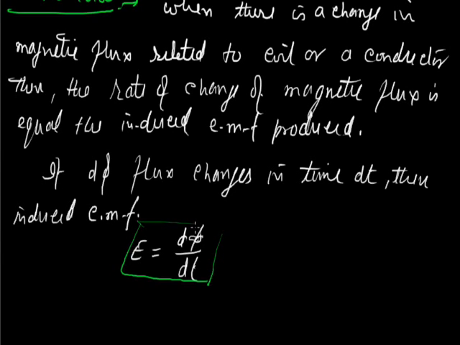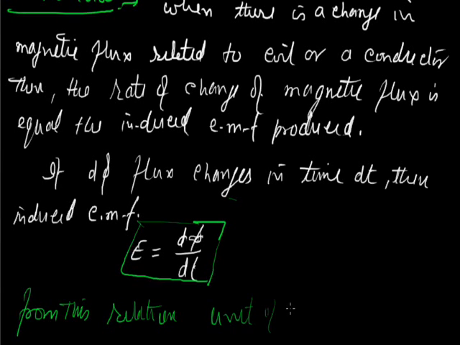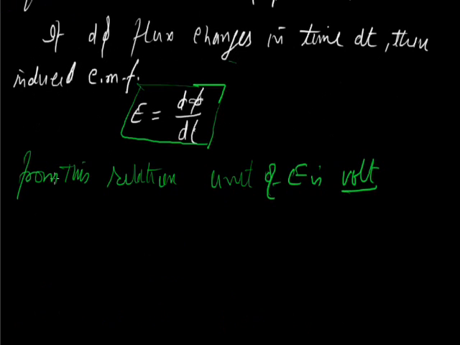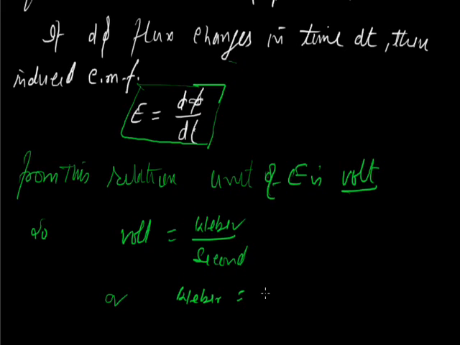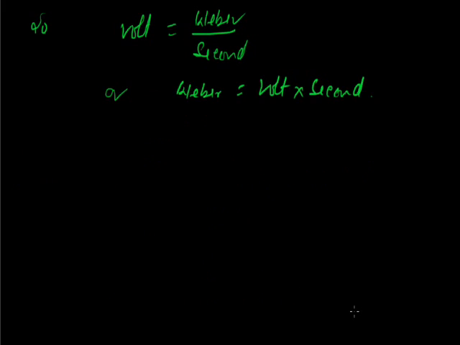We want to find the relation between the unit of E and the unit of phi. From this relation, the unit of E is volt, so volt is equal to Weber upon second. Weber is equal to volt into second.